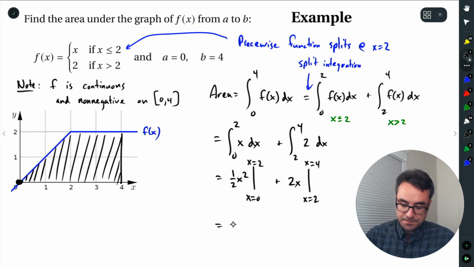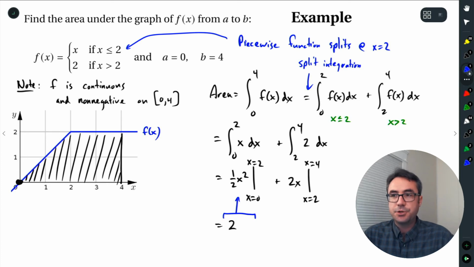So this first one, we take the top number, plug it in. We get 1/2 times 2 squared, which is 1/2 times 4, which is 2. Plug the 0 in, and when we plug 0 in, we get 0. So this 2 here comes from doing this whole evaluation.